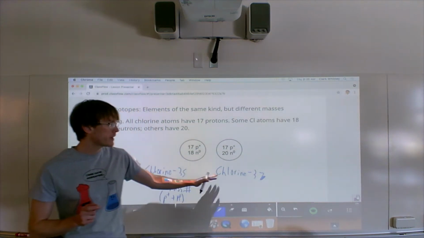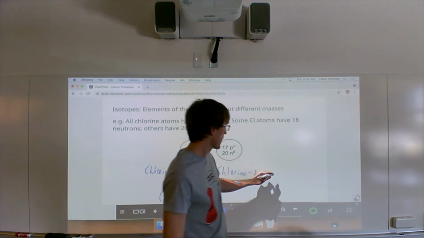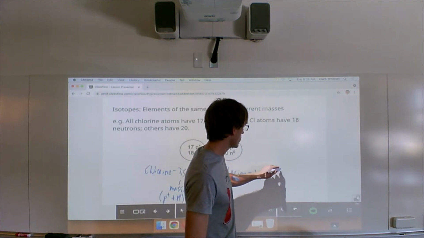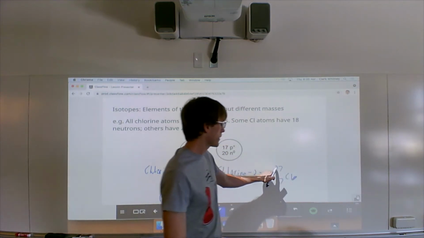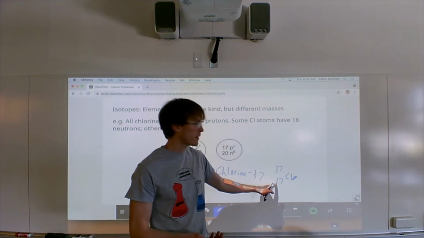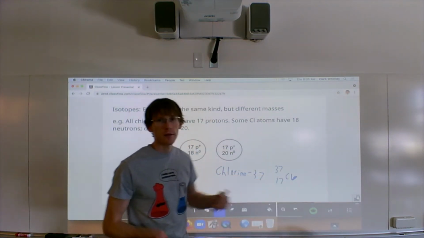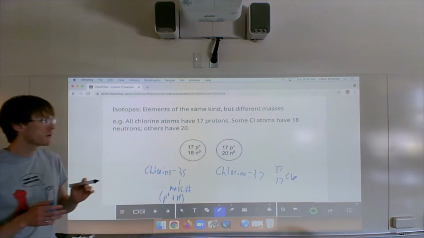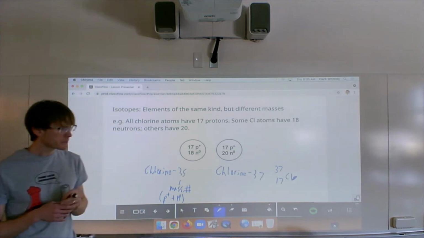Another way that you may see isotopes represented are with just symbols, and so what you might see is 37 over 17 Cl. That 37 is of course the mass number, the 17 is the atomic number, which for all chlorine will be 17, and then you can have the symbol right there. So those are the two primary isotopes of chlorine.